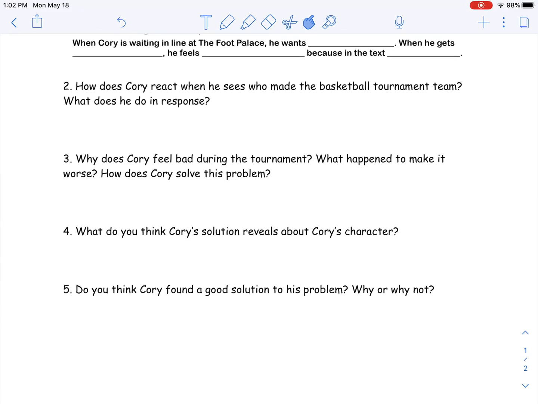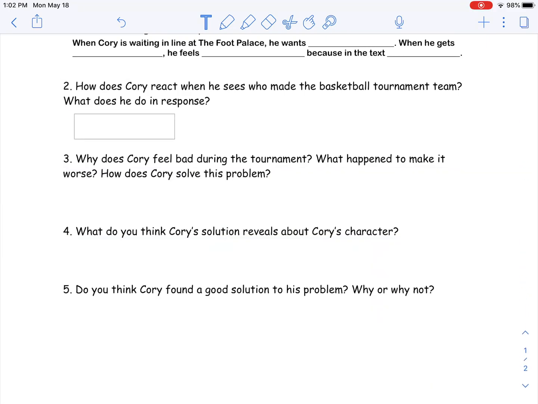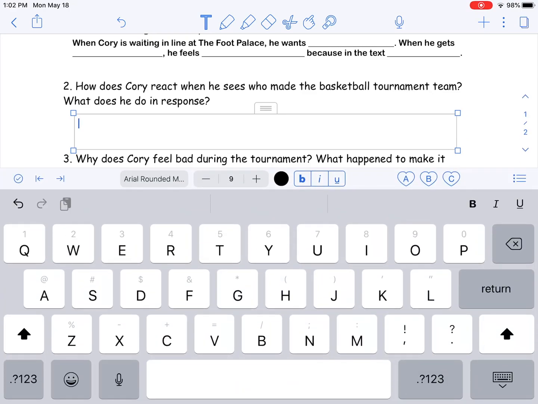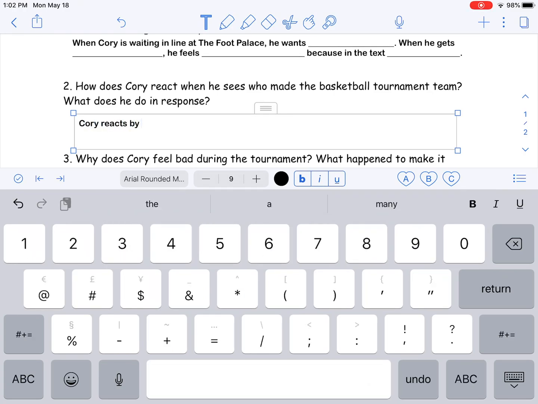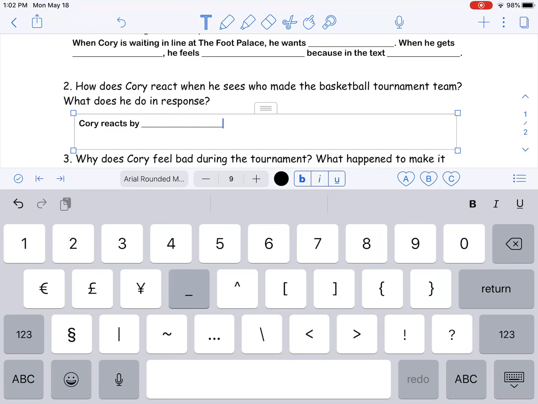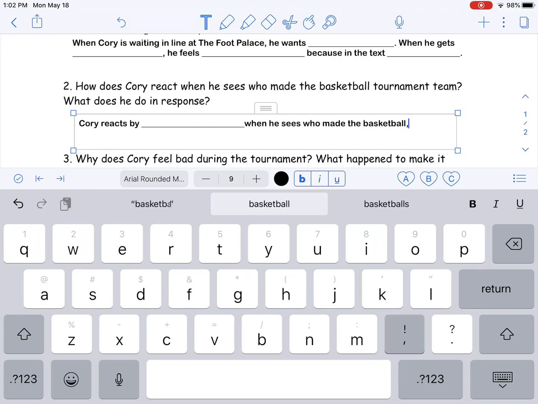Question 2. How does Corey react when he sees who made the basketball tournament team? What does he do in response? How does Corey react when he sees who made the basketball tournament team? Corey reacts by, and you have to tell me what he does when he sees who made the basketball tournament team.